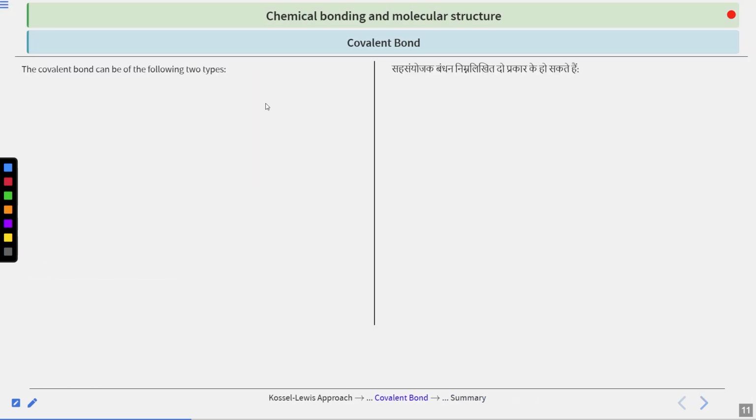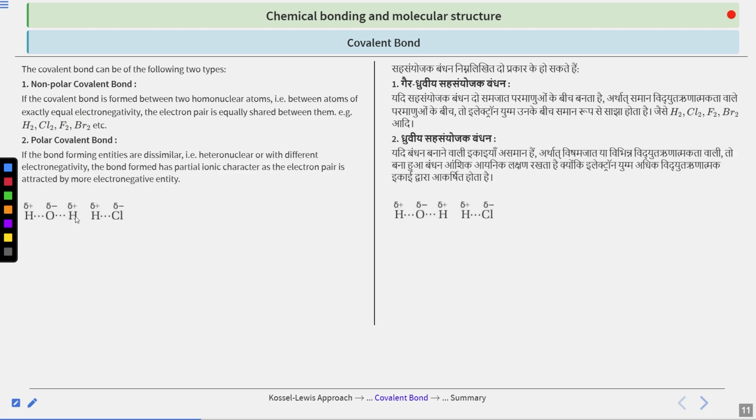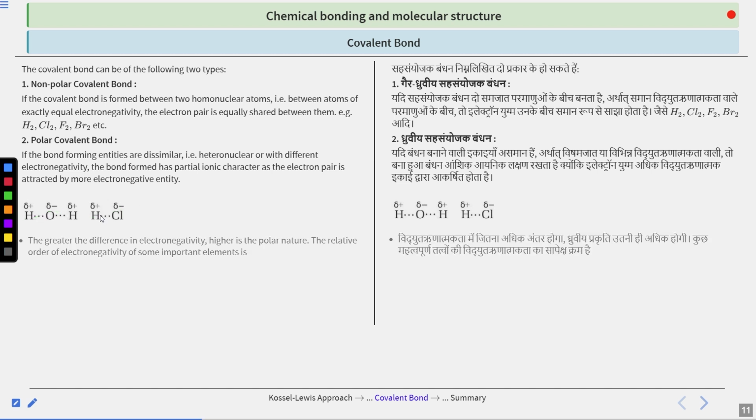Now covalent bonds are of two types. First is the non-polar covalent bond. In the case of similar elements combining, like H2 and Cl2, the same element is combining. Since there is a symmetrical distribution of electrons, they are non-polar in nature. Whereas in the case of a polar covalent bond, the atoms that are combining have different electronegativity and different distribution of electrons. So they are polar. Both are polar in nature.